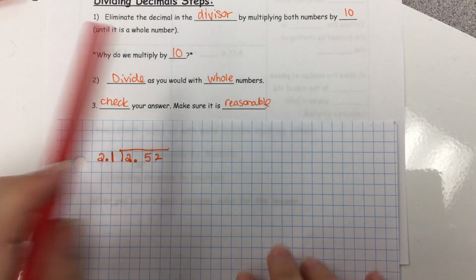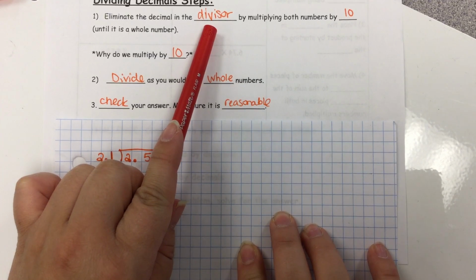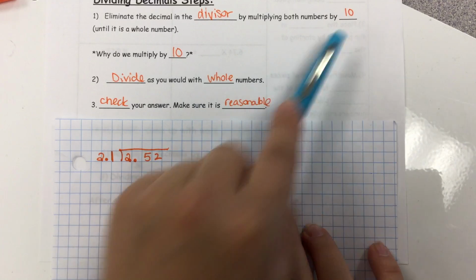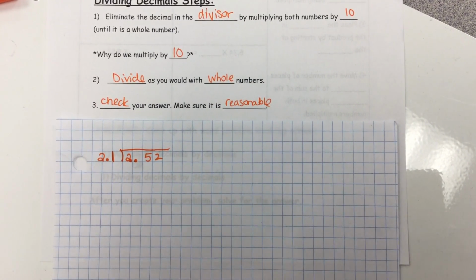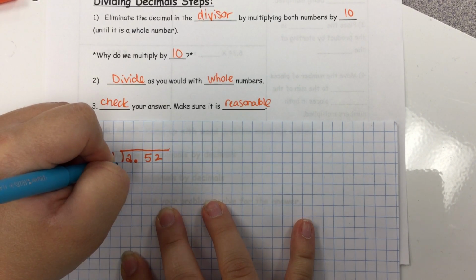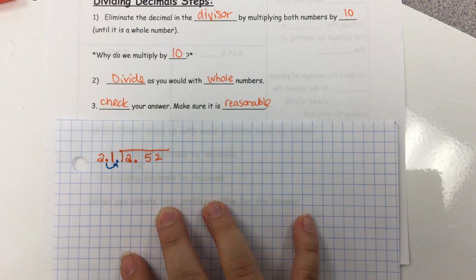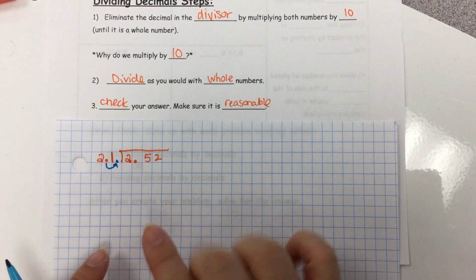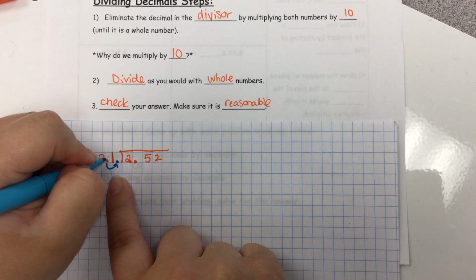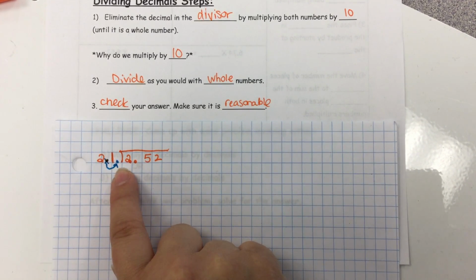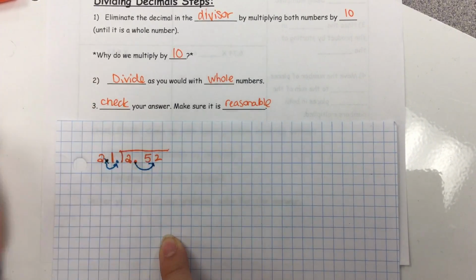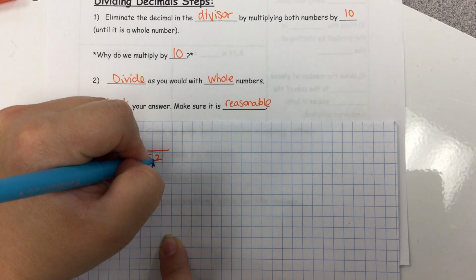Okay, so the first thing that I'm going to do is eliminate the decimal that's in my divisor by multiplying it by 10. Well, I know, because we just went over it in the notes, that if I multiply this decimal by 10, really I'm just moving my decimal one place over to the right. Now here's the trick: once you move the decimal over in the divisor, so now I no longer have a decimal here, I just have the number 21, I also need to move the decimal over in my dividend, okay?